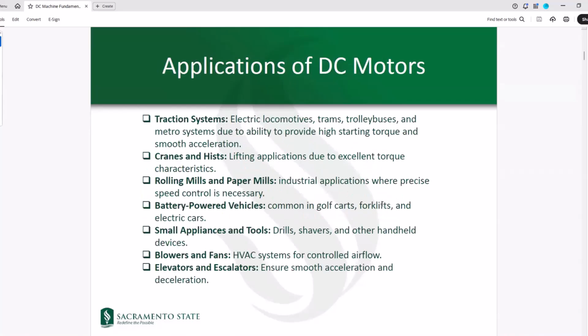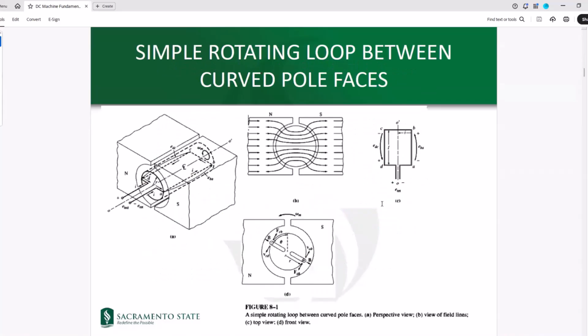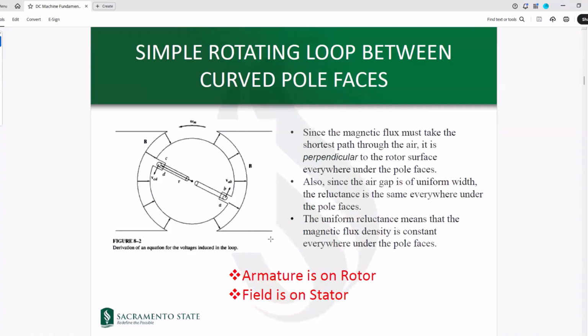We talked about the applications of DC motors and generators, and provided some references for your further studies. Then I focused on the Chapman book and talked about a simple rotating loop between curved pole faces, as the very first type of DC machine that we can discuss. Then we talked about the fact that the armature is the rotor in this type of machine, and the field would be on the stator.